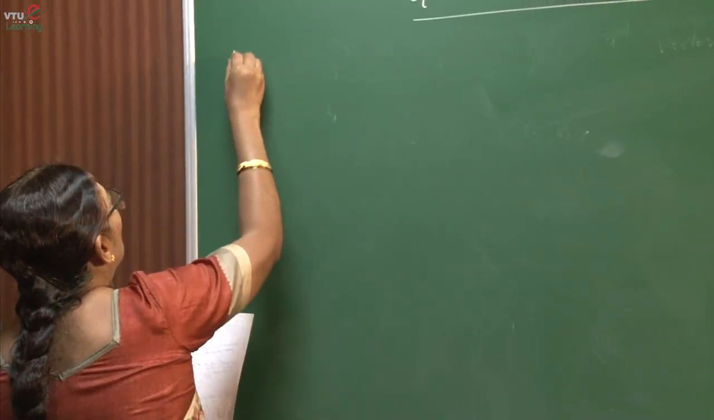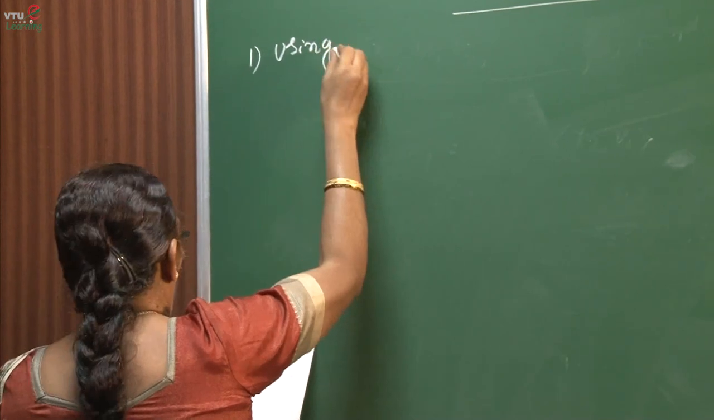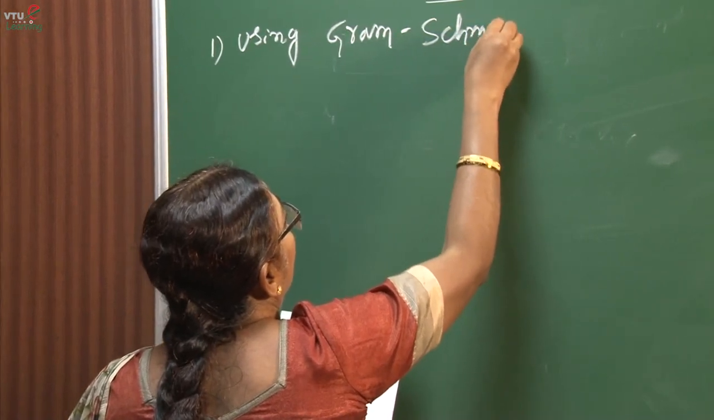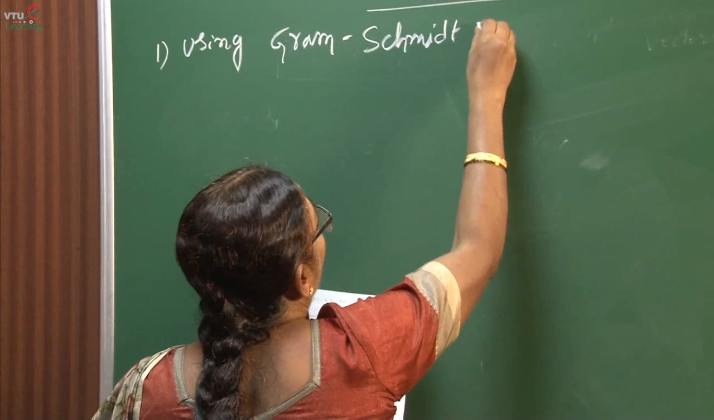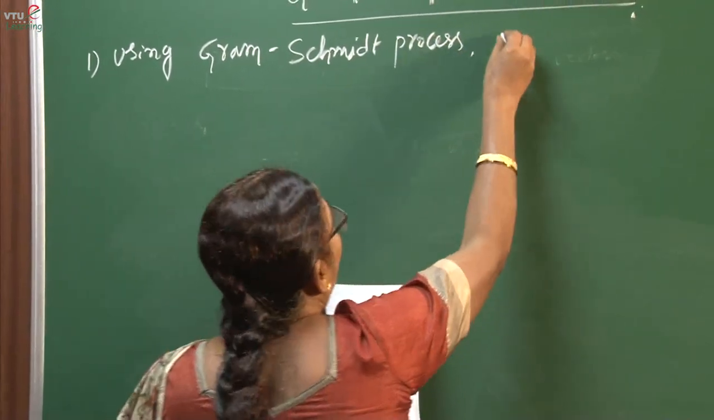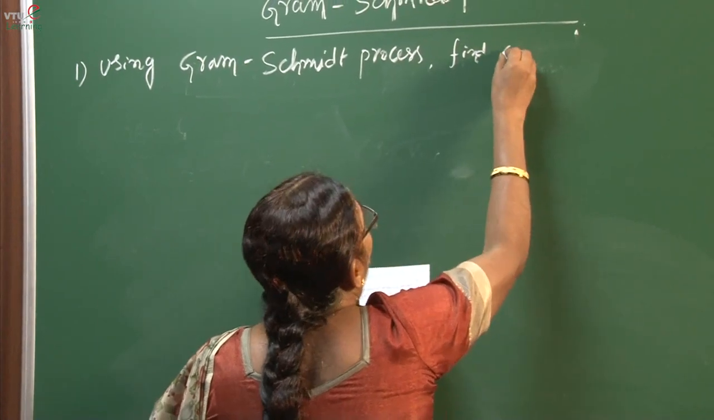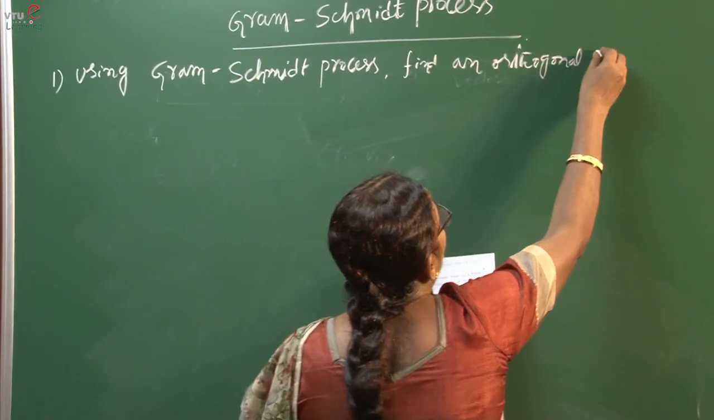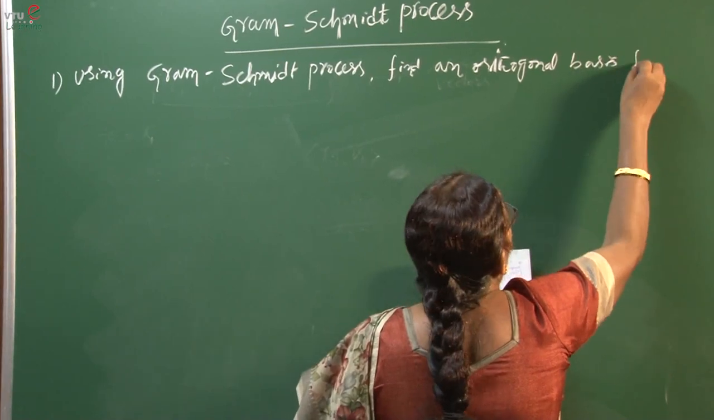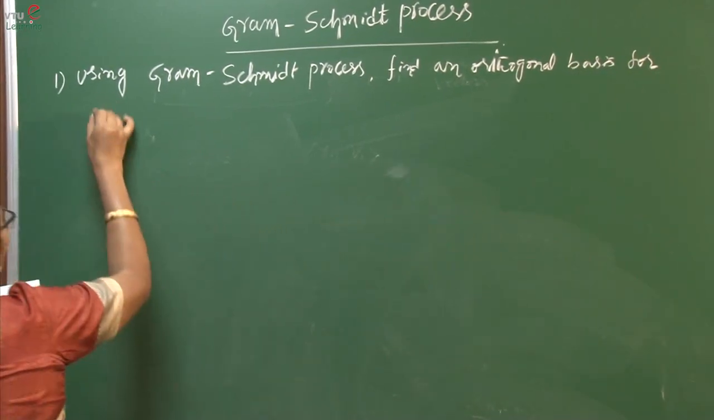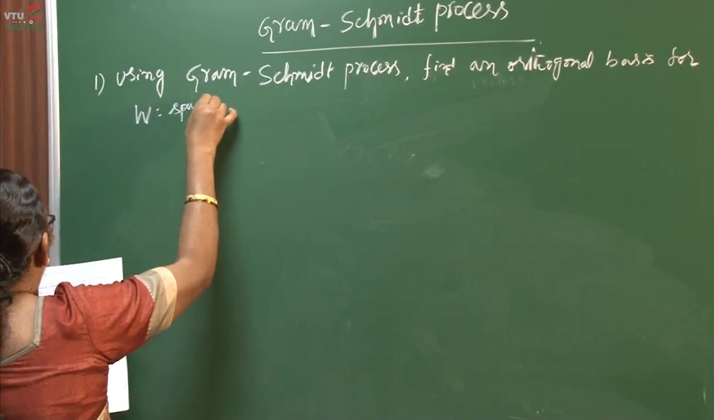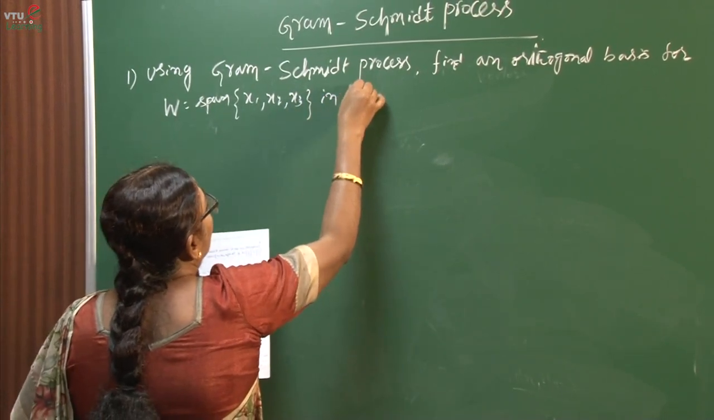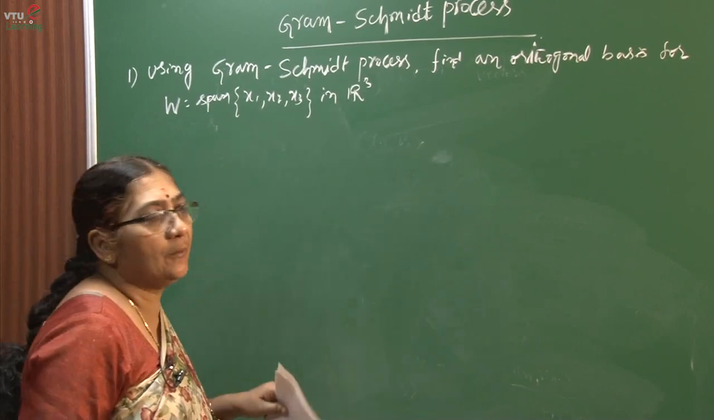First problem: using the Gram-Schmidt process, find an orthogonal basis for W equal to the span of x1, x2, x3 in R cubed, because each of x1, x2, x3 has 3 components.